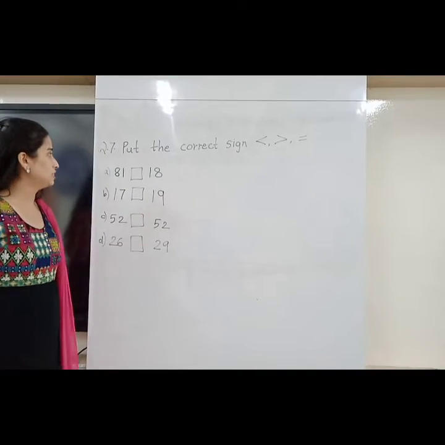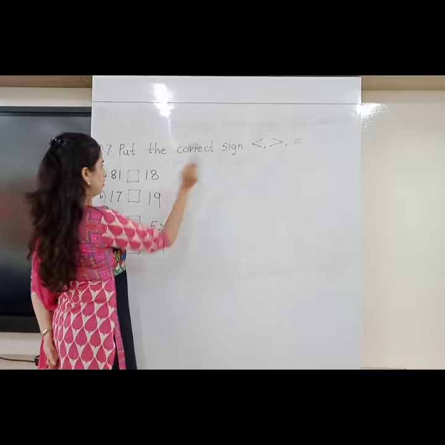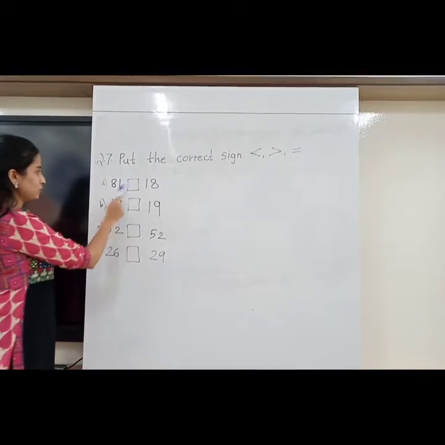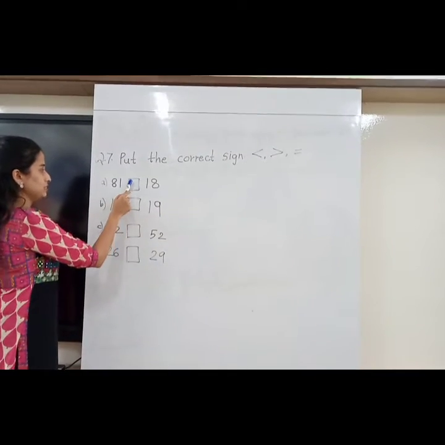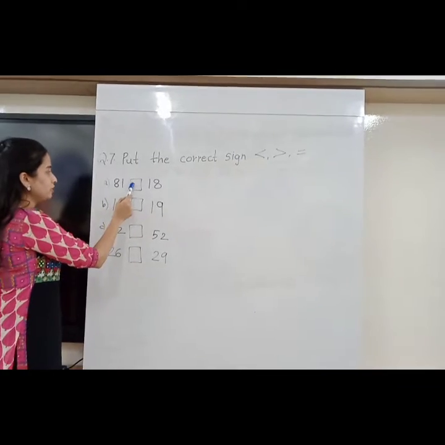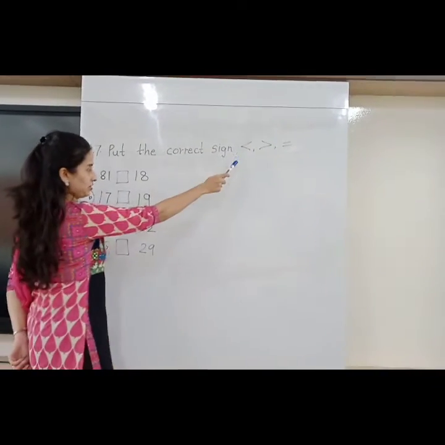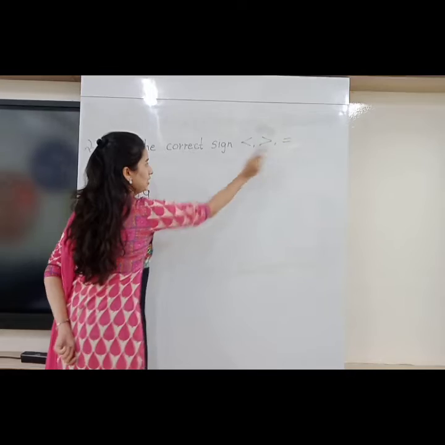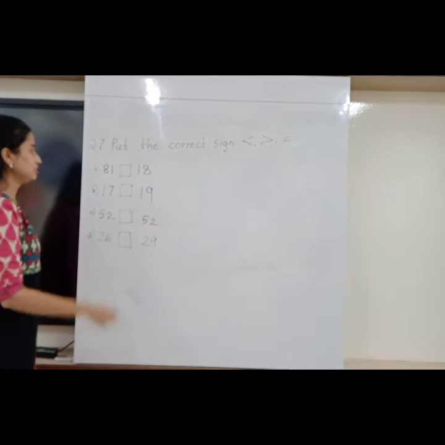Now the next question is put the correct sign. Okay. So you can see there are two numbers written here and you can see the block in between. So here you have to put the correct sign. Bigger than, smaller than and is equal to. Okay. So let us solve this sum.